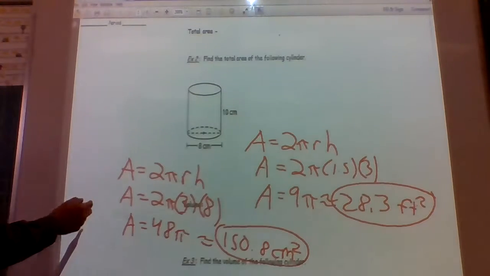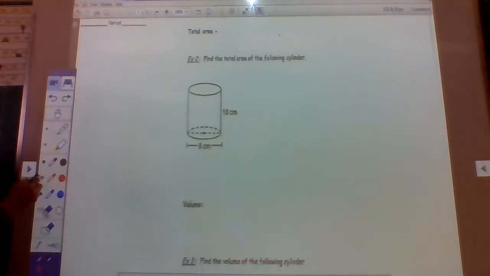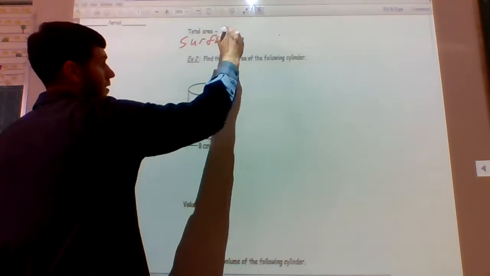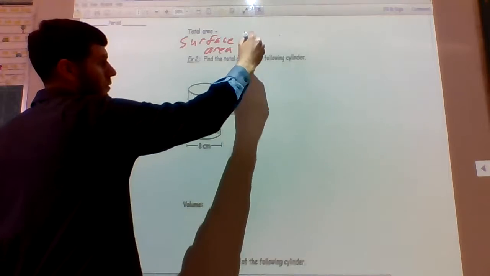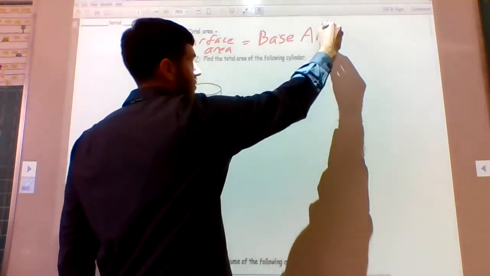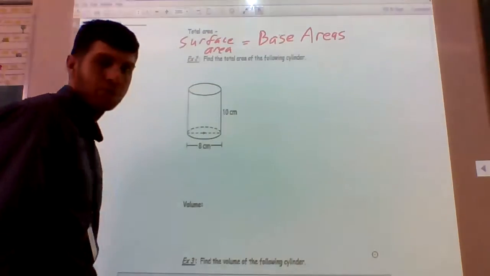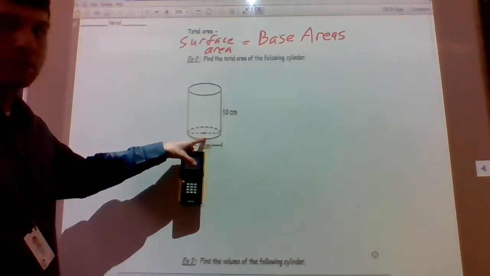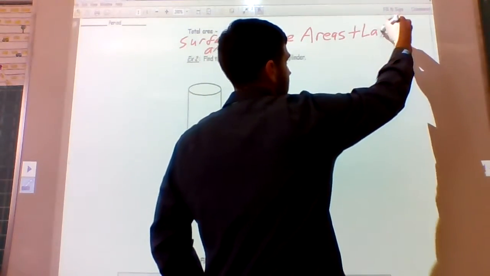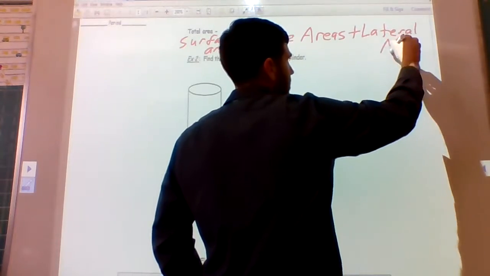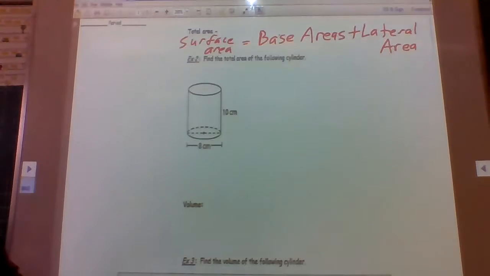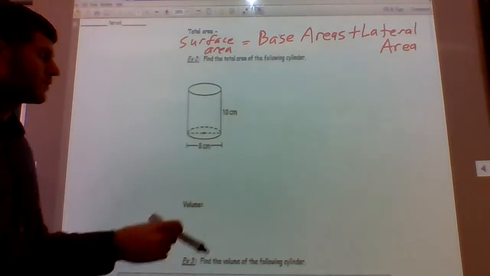So our total area, or our surface area, and total area is the same as surface area, is going to equal the base areas. There are two bases, so we add those two bases together, the area of the circle on the bottom and the area of the circle on the top, plus the lateral area. So let's find the area of the base.